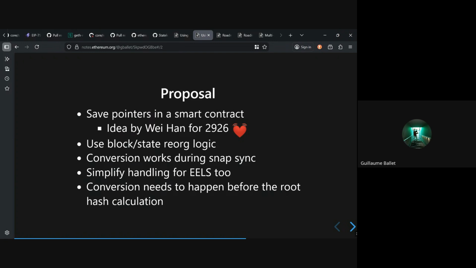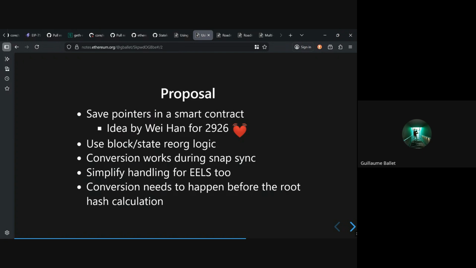It solves also the question of snap sync, because before, how would you download the pointers during a snap sync? If your snap sync happens during the conversion, it's not really clear how you would do this. Here it's just about sharing the state, so that solves that problem too.